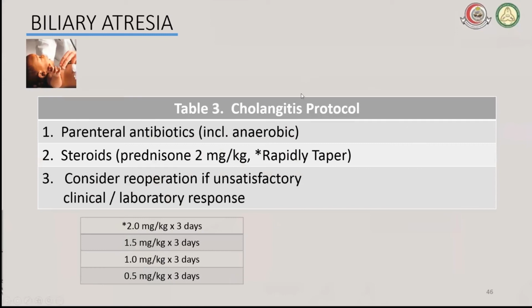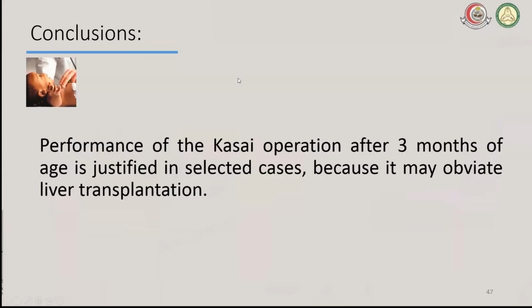And there are several protocols, with the complication related to the portoenterostomy if it is a success and there's a bile flow. But on the other hand, cholangitis can happen from the reflux, and this will adversely affect the liver function and might accelerate the liver failure, and then the patient will end up needing a liver transplantation.